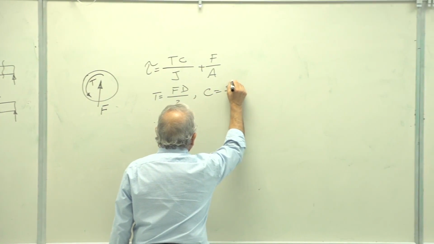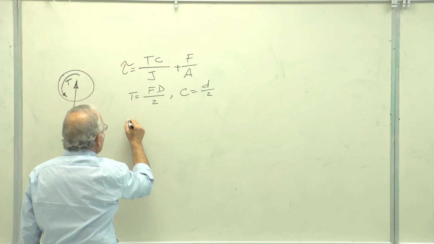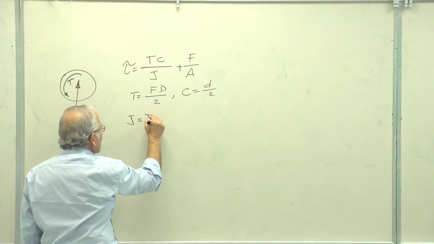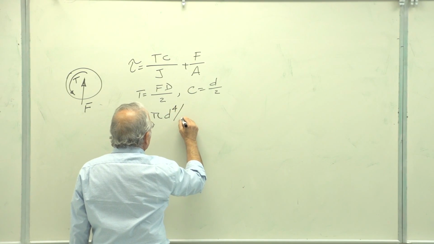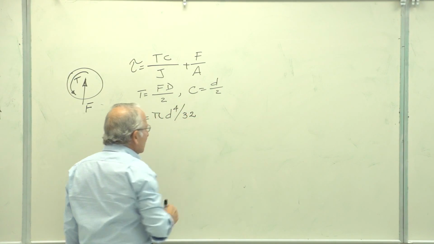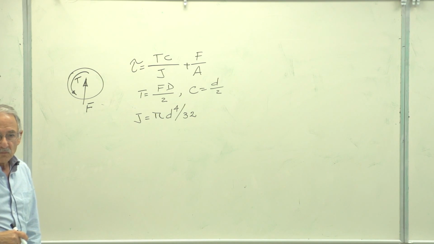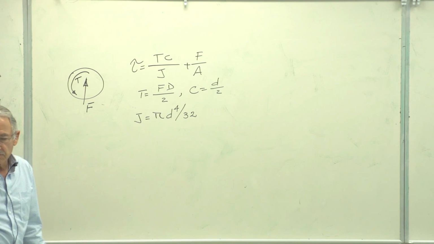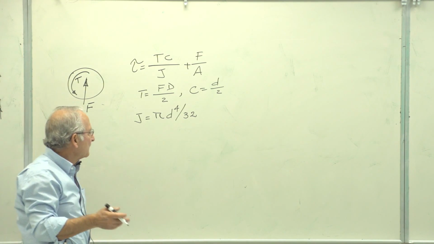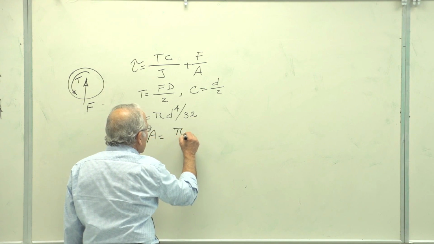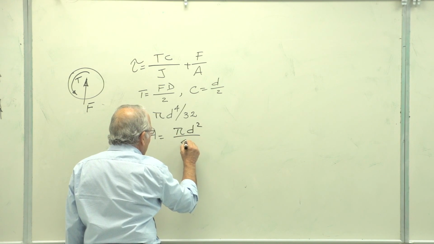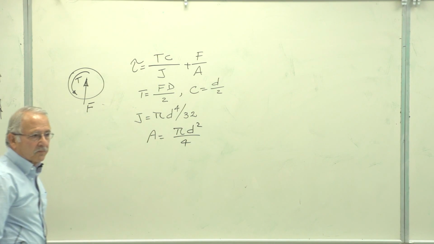C equals D over 2. J equals pi times D to the 4th over 32. Or if you want to put it in terms of radius, D over 2, that's fine too. And A equals pi D squared over 4.